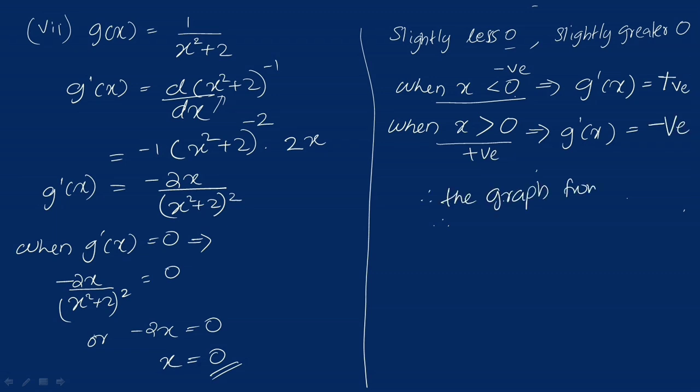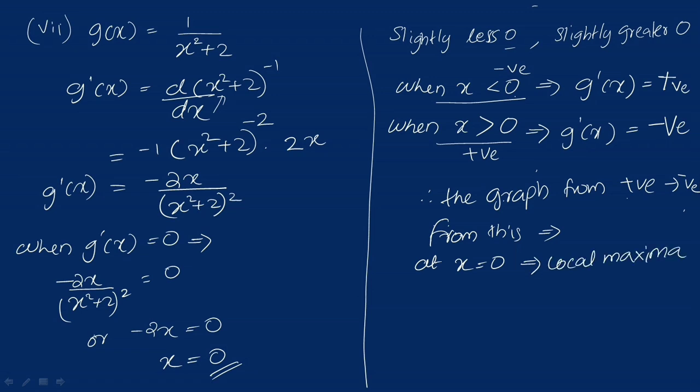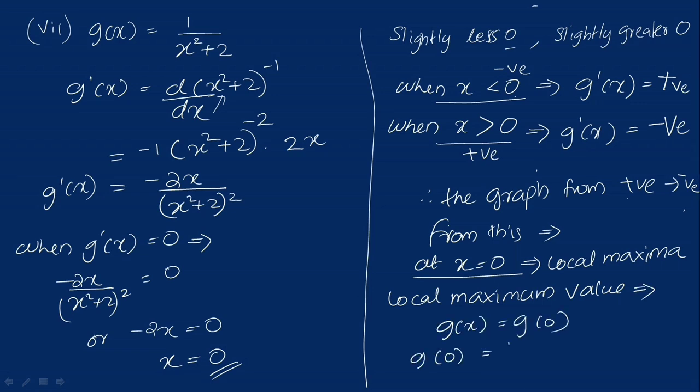So now when we draw a graph with these quantities, we will be having a graph from positive to negative. So from this we can conclude that we have the local maxima at x equal to 0. So at x equal to 0 we will be having the local maxima. What is the local maximum value here? That is g of x, that is g of 0, that is 1 by x square plus 2, that means 1 by 0 square plus 2, that is 1 by 2. So at 1 by 2 we have the local maximum value here and there is no local minimum.